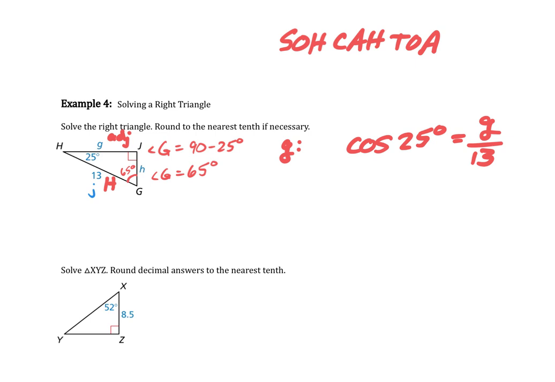Now, have we seen a problem like this? Do we know how to solve a problem like this once we have the equation written out? What would we do to get g by itself here? We saw it last week. I know it's been a couple of days, huh? We slept a couple of times since then. We're going to multiply by 13, right? Get g by itself here.